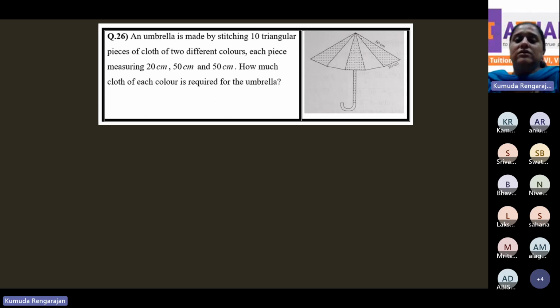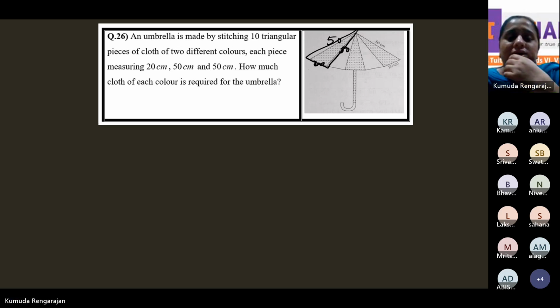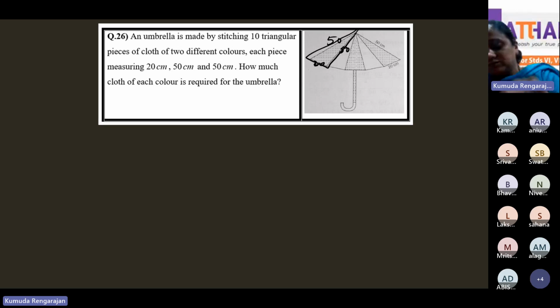So clearly, you just have to find the area of one triangle. Find the area of one triangle using Heron's formula. It's 50, 50 and 20. Using Heron's formula, find the area of this triangle. Multiply by 5, not by 10. If you multiply by 10, you will get the total area of the cloth used in the umbrella. But they are asking you how much cloth of each color. So multiply by 5, you will get the amount of cloth used for each color.